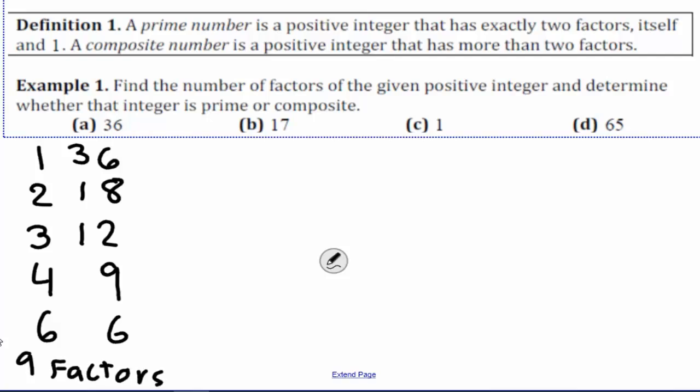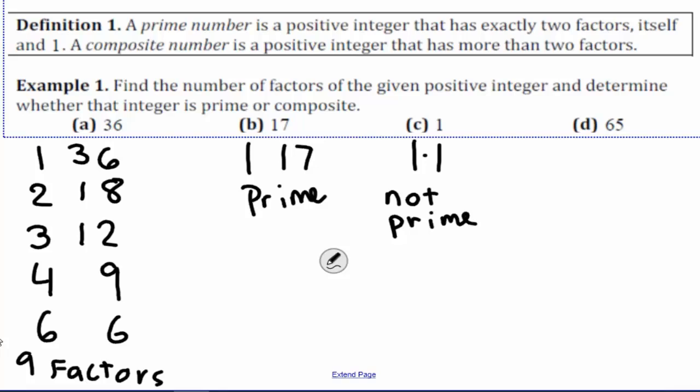Alright, so let's take a look at 17 and see what we can come up with here. Looking at 17, we know 1 and 17 multiply to give us 17, but I do not think there's anything else. So that makes this number a prime number. Alright, so the next one is 1. So 1 times 1, that's it. Now this is kind of a special case. It is considered not prime because it doesn't have 2 unique factors. It's just a 1. So 1 is not prime.